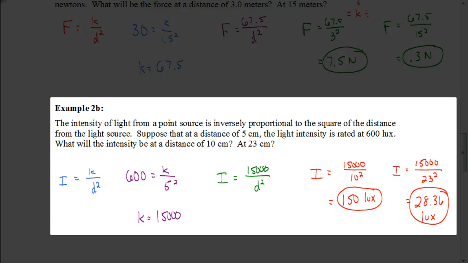Then you plug in the distance of 10 centimeters, put that in for d, and you end up getting 150, so it'd be 150 lux. And then you put 23 in for d, and you end up getting 28.36 lux. So again, this illustrates that as the distance from the light source increased, the intensity of the light decreased.